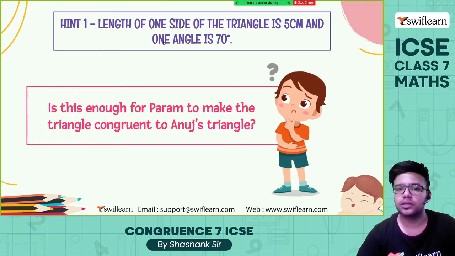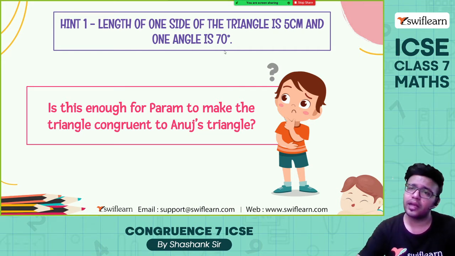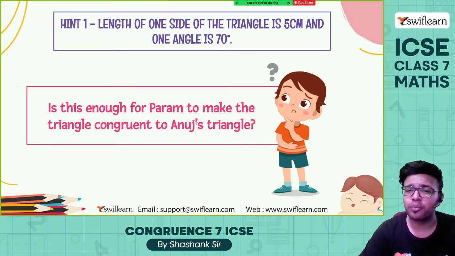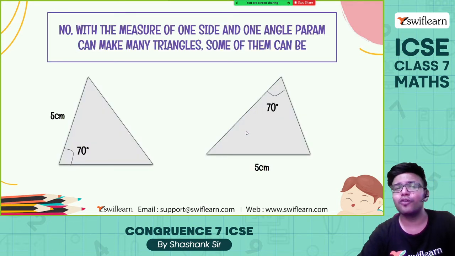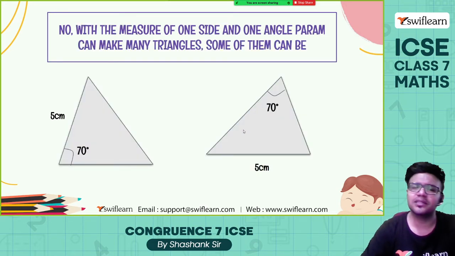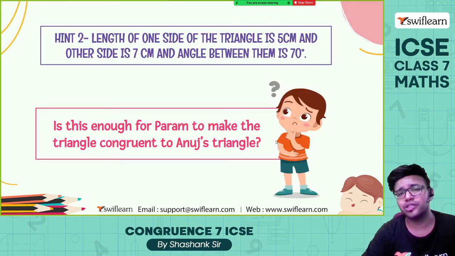Hint: the length of one side of the triangle is 5 cm and one angle is 70. Now, there are three angles. We don't know which one to draw. Is this enough for Param to make a triangle congruent to the other triangle? No, not at all. We may get different cases, different dimensions.